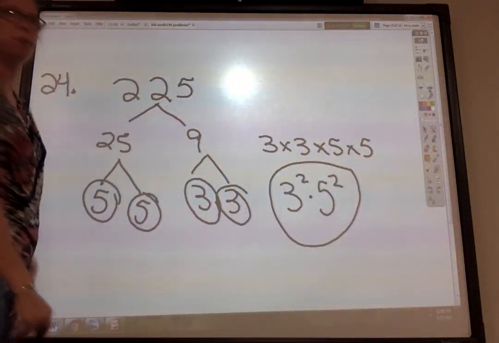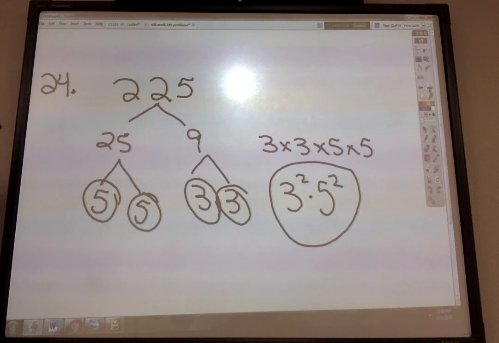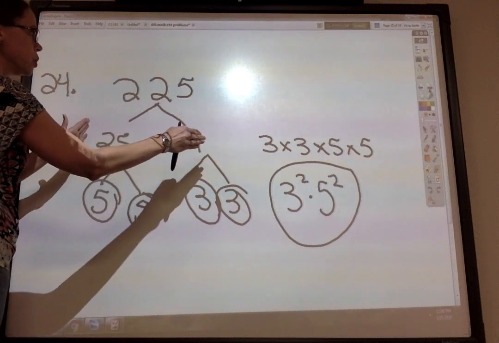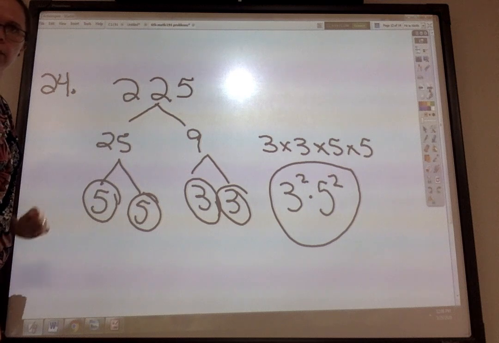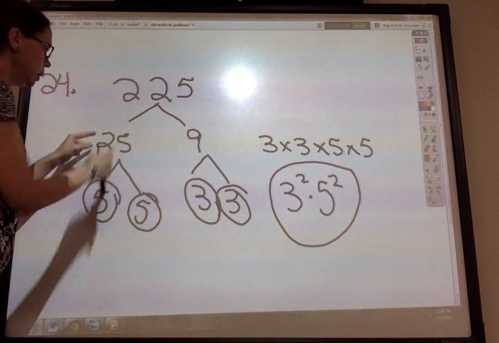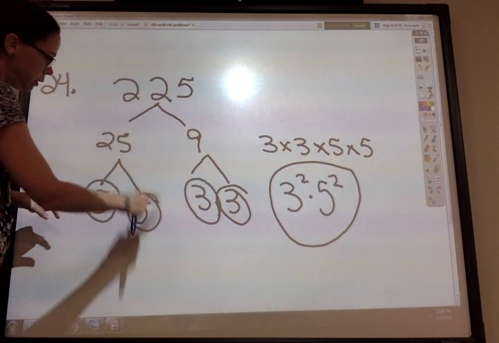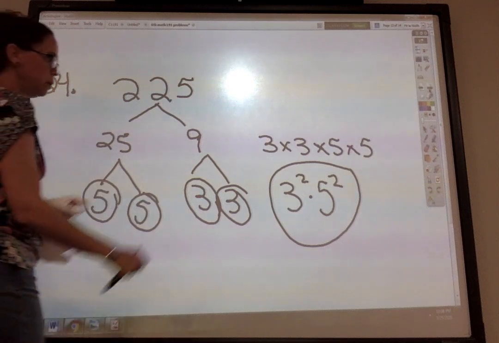Okay, number 24, they want the prime factorization of 225, but they want it written with exponents. So I did my factor tree. 225 is 25 times 9. I have to keep going because these are not prime. 25 is 5 times 5. These are both prime, so I can stop there.